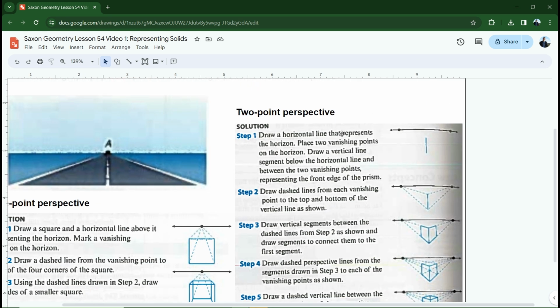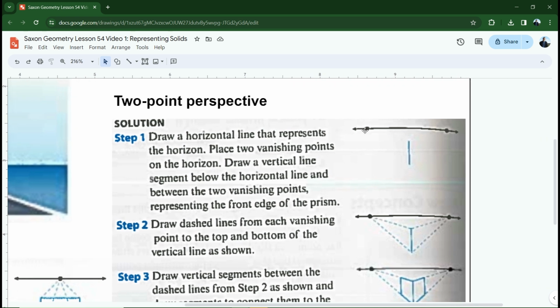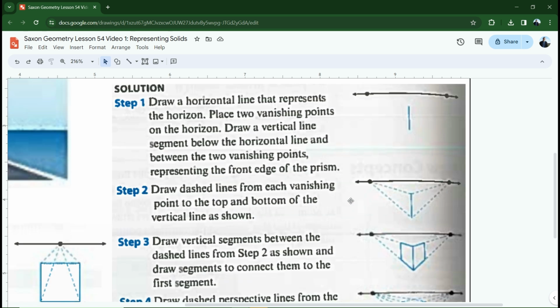Well, we start off the same way, except this time we're drawing a horizontal line and two vanishing points. And we're not drawing our square, you just draw a vertical line, okay? Vertical line below a horizontal line with two vanishing points. You get to choose your two vanishing points. And you want to make sure, if you want this to look good, your vanishing points are on either side of your line, okay? That's going to be the way that makes sense for your brain.